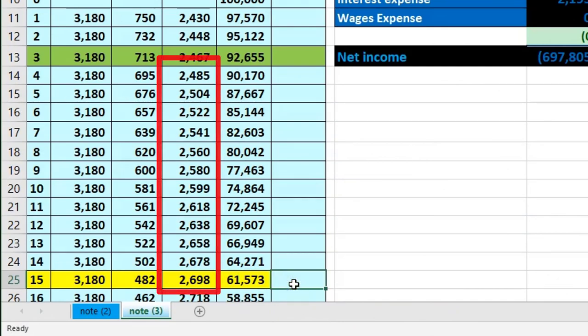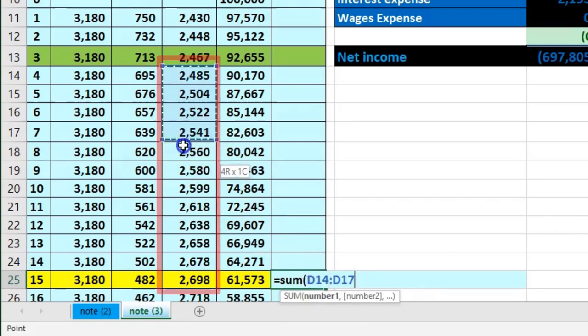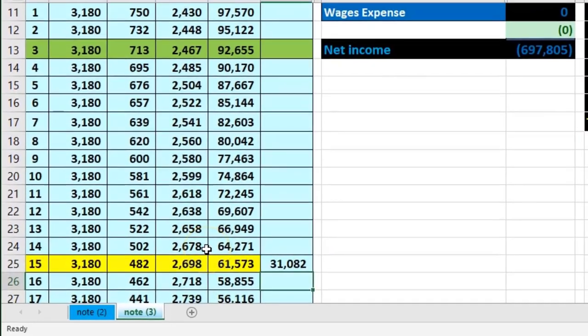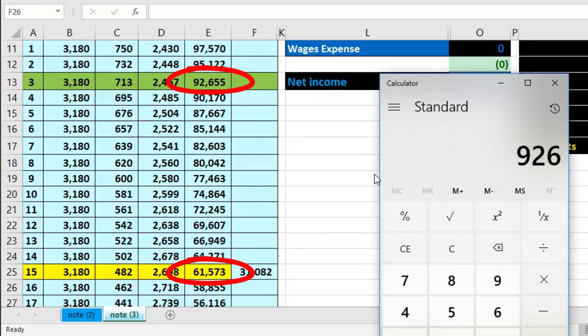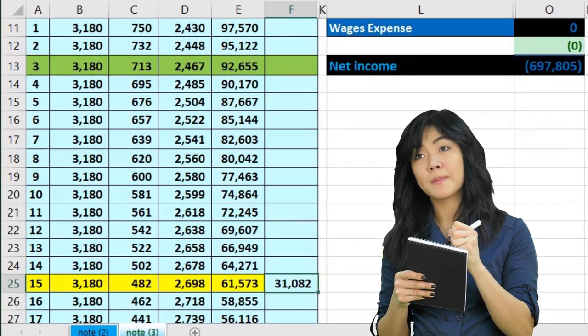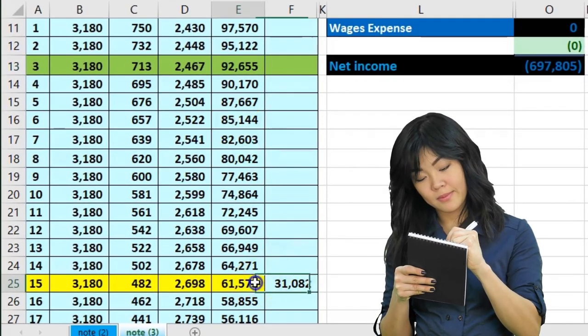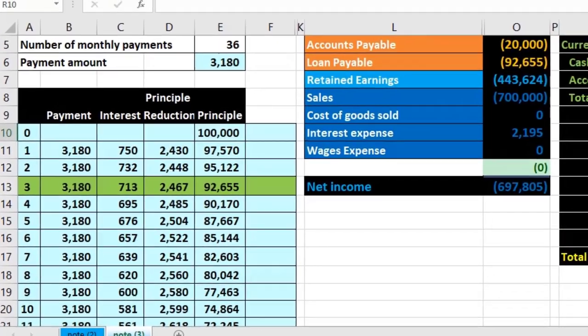So we can do that a couple different ways. It's going to be equal to the sum of all these principals. So that's the 31, and obviously that's going to be the difference between the 92,655 minus the 61,573. That's the 31,082. So if this is where we're at now, we're going to break this out between the short term, 31,082, which is just the principal, and the long term, that's what's still left over after a year. And that's where we will pull these two numbers from.